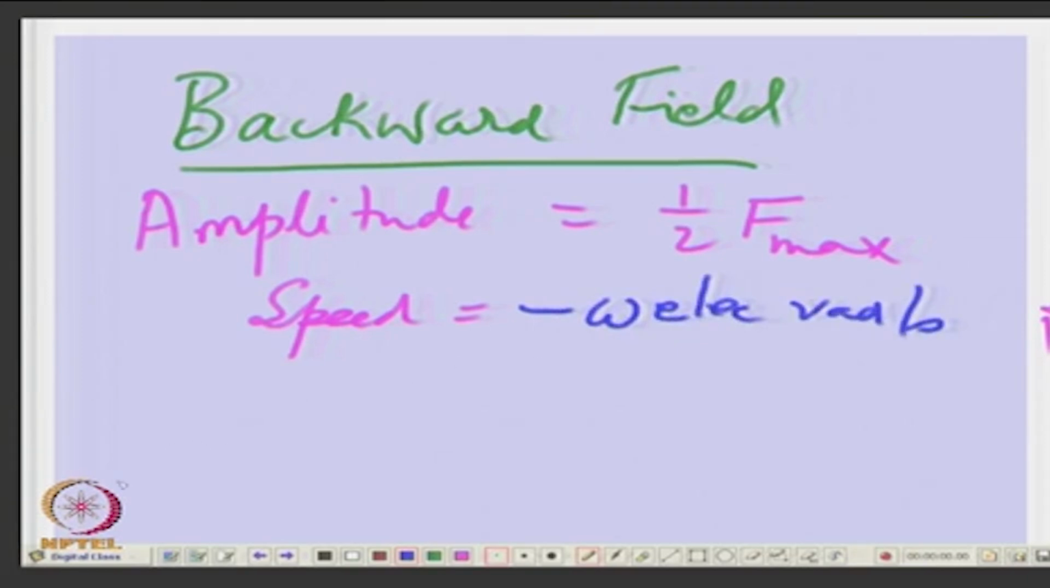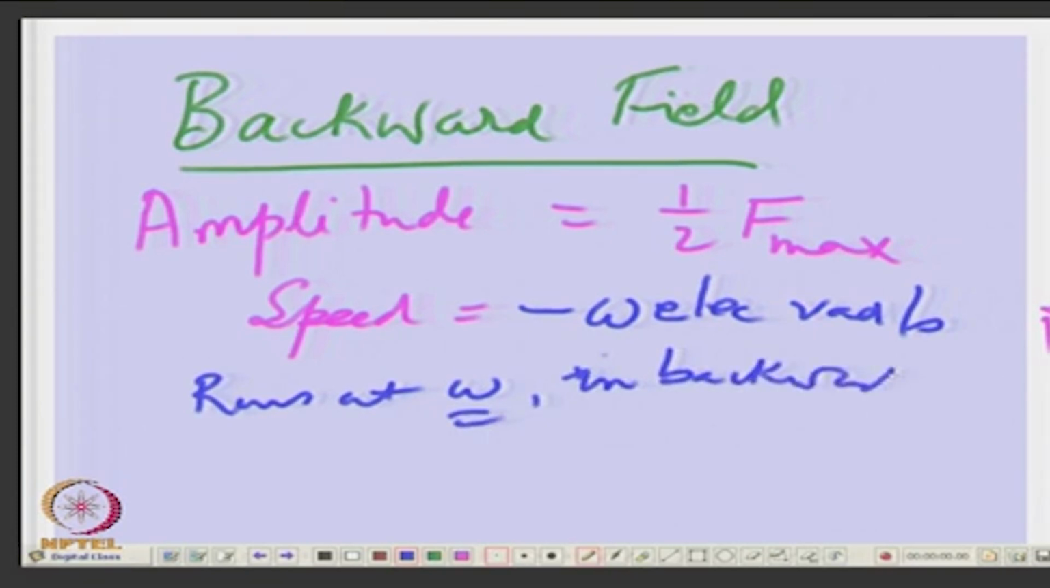Because here you have omega t plus theta, theta plus omega t. So, this is the backward field, that means it runs at omega in the backward direction. What do you mean by backward direction? What do you call a forward direction?